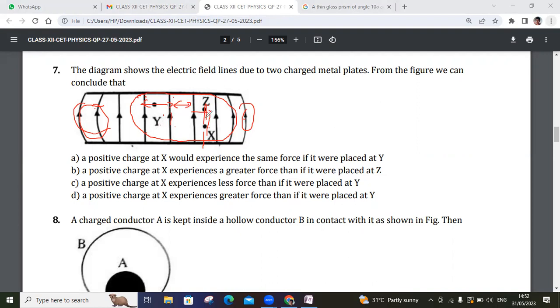So if electric field is the same at all the points, then any positive charge, say Q, will experience same force. So it will be option A. Positive charge would experience the same force, not greater force or less force. Then we'll go to the next question. Eighth question.